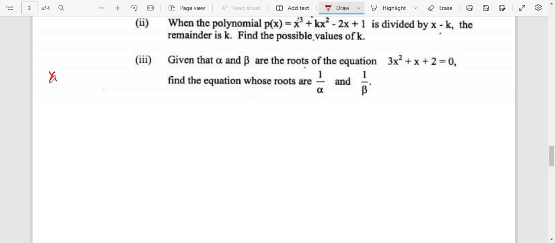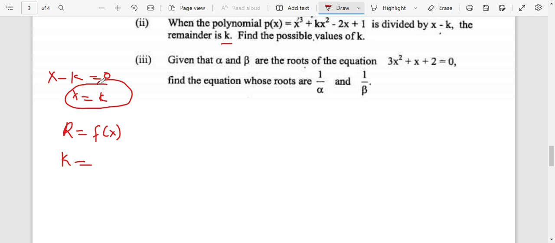When you divide it by x minus k, the remainder is k. So let's equate x minus k to 0. We are going to find that x is equal to k. Using the remainder theorem, we know that the remainder is equal to f of x, and we've been told that the remainder is k. So where there is r, I'm going to put k. And then remember, we equated x minus k to 0 and found x to be equal to k. So I'm going to go into the function. Where there is x, I'm going to put k.